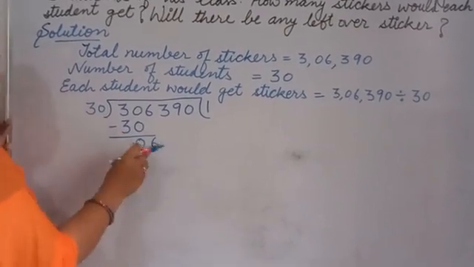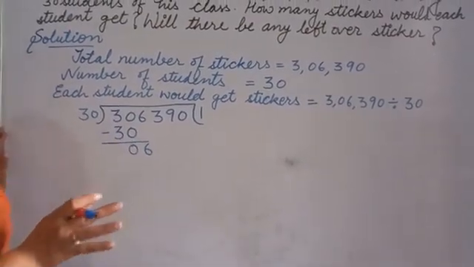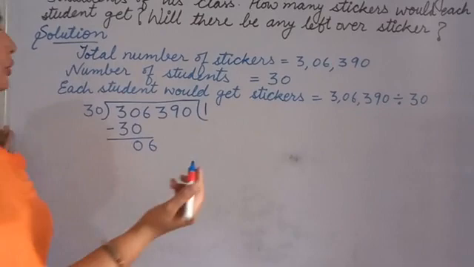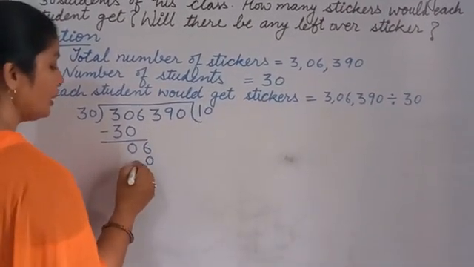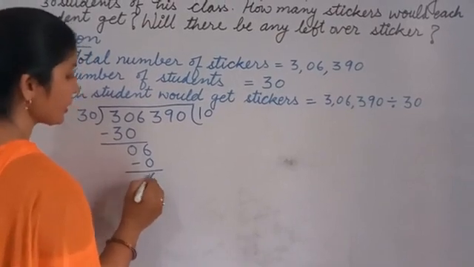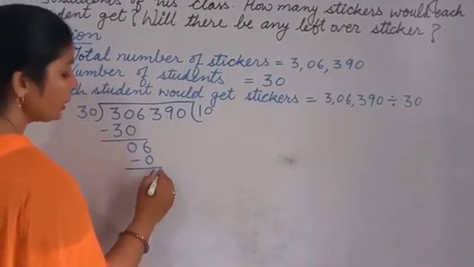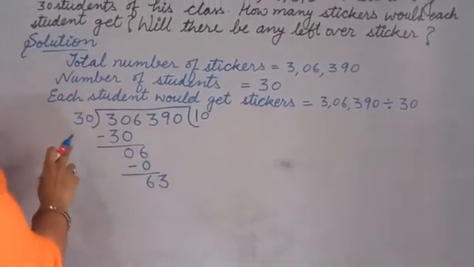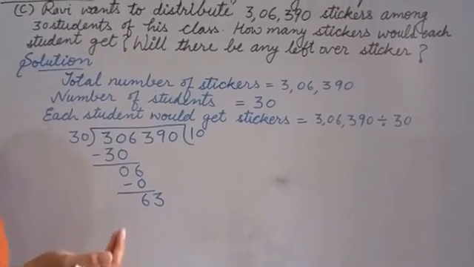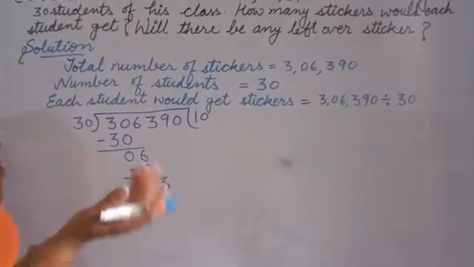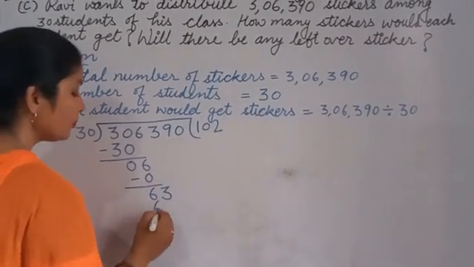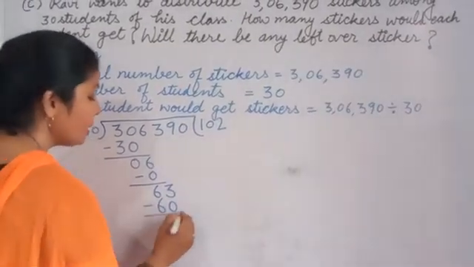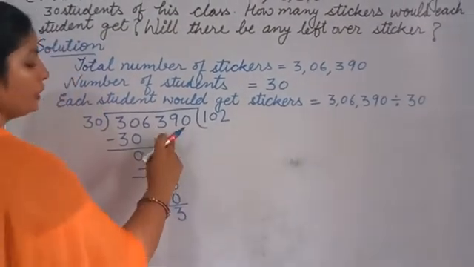Now we know that 6 is smaller than 30. So we can't divide. So we take on the 0, 30 zeros are 0. Now 6 minus 0 is 6. Now we note down 3. Now again we recite the 30 table. 30 twos are 60. So we take on the 2 number 60. Now 3 minus 0 is 3. Now we note down the next digit.